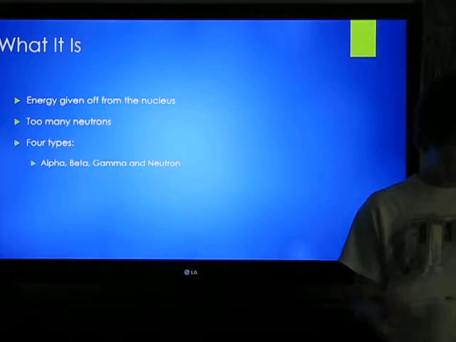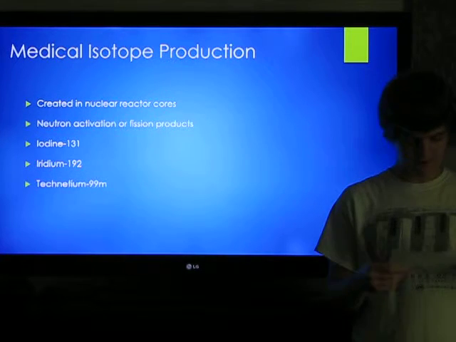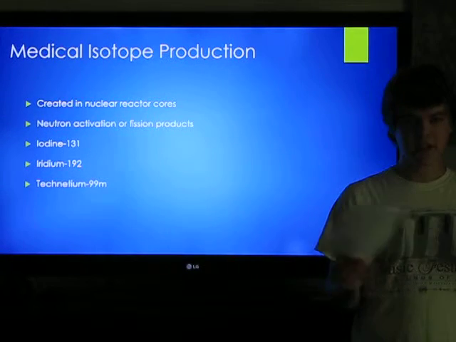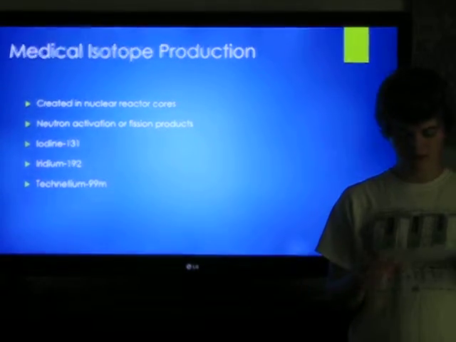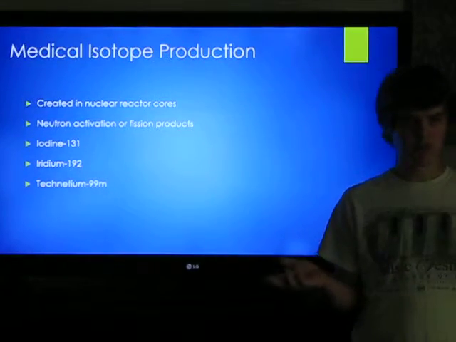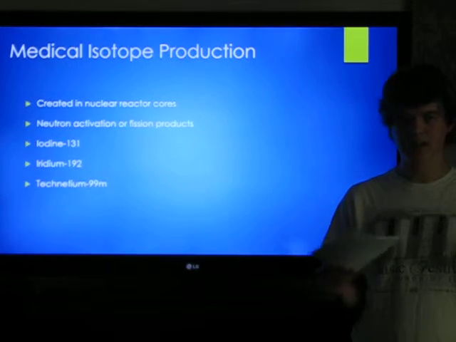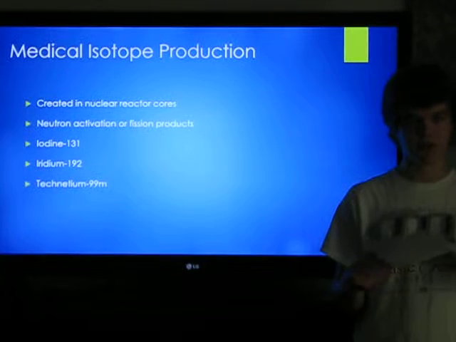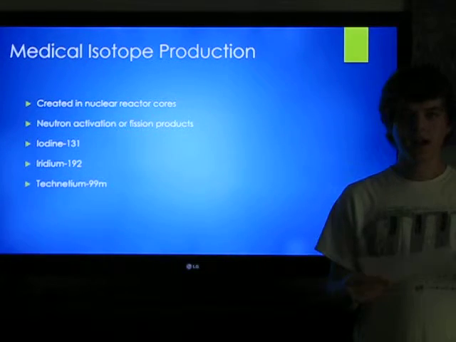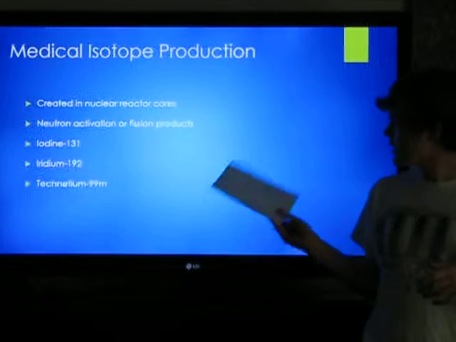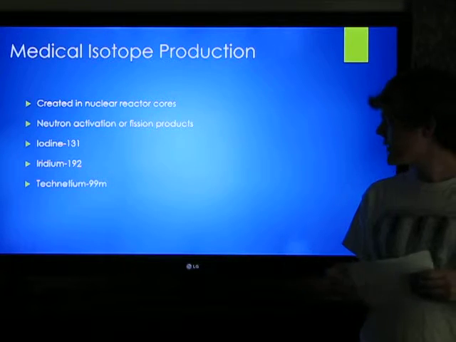And this next slide is how medical isotopes are produced. They're typically created in nuclear reactors, such as research reactors. There are 2 ways that they can be formed. It's either through neutron activation, which is when a stable atom absorbs a neutron and becomes radioactive or activated, or through fission, which is essentially splitting of an atom into 2 separate other elements.